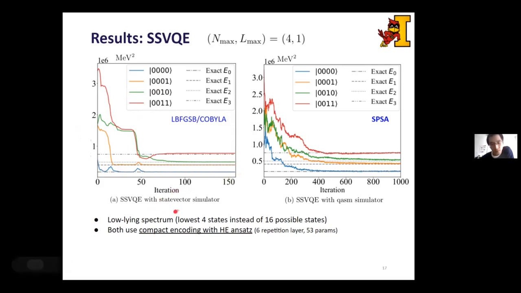And in both cases, we use the compact encoding with hardware efficient ansatz and 6 repetition layers. So there's a lot more parameters, it will be 53 parameters. So it's a much bigger circuit. And the agreement with the exact classical result isn't ideal. I should mention that. As you can see, for the third excited state there is quite some difference between the simulation and the classical result. And especially for the quantum simulator, there's even more noise in the end.